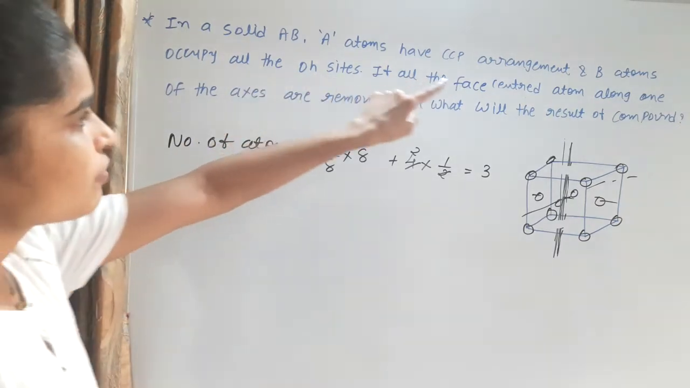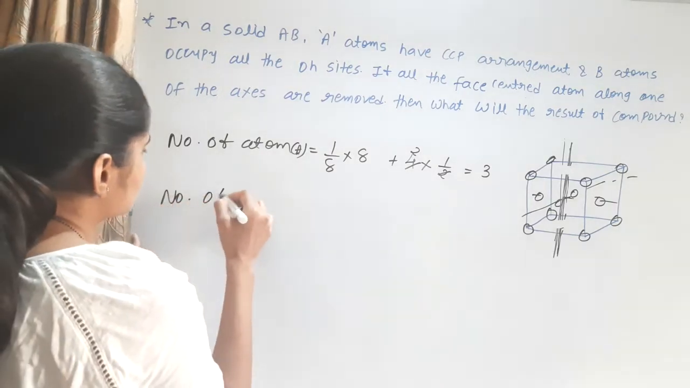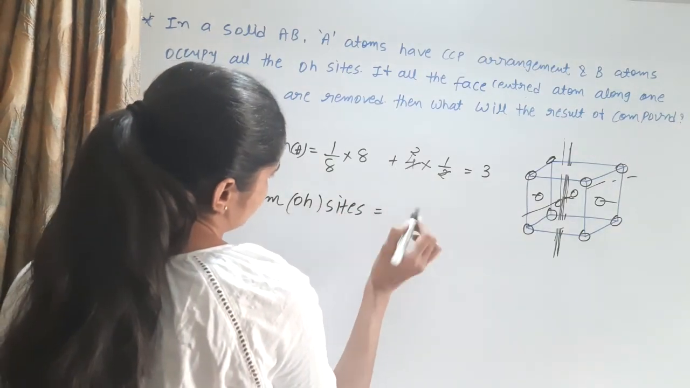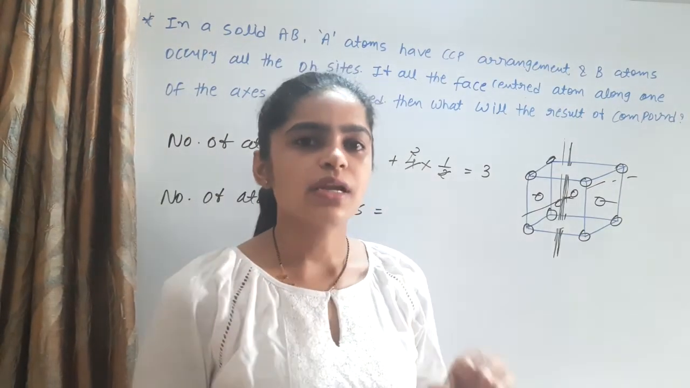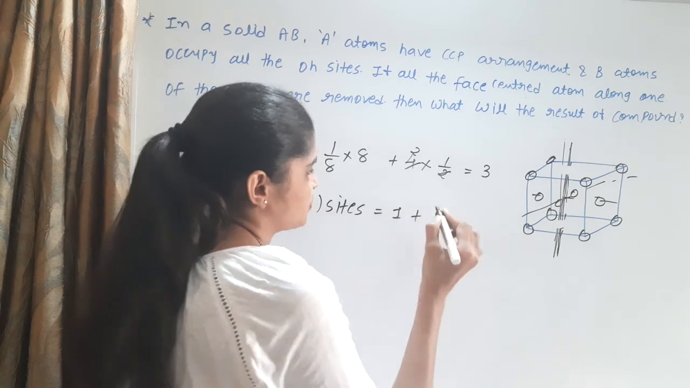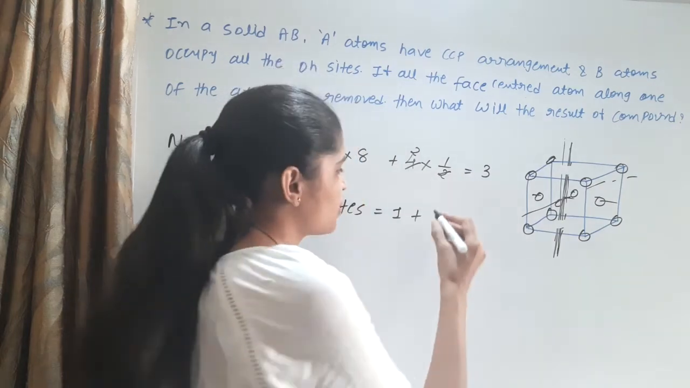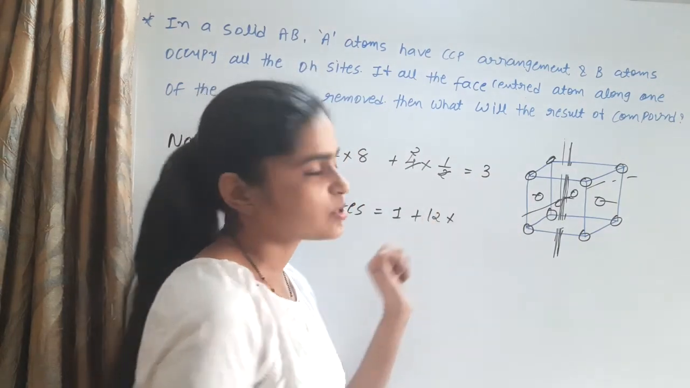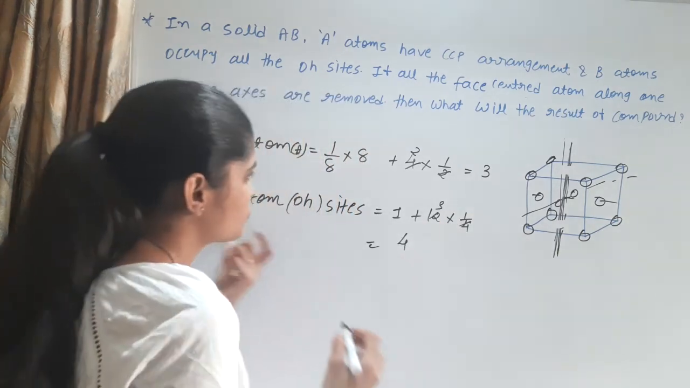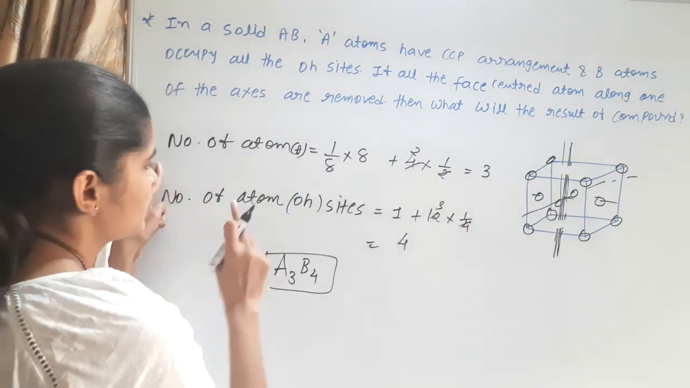Then second, find out the atoms occupying all the octahedral sites. On the octahedral sites in the unit cell, first, one octahedral void is present at the body center, so this is 1. And another octahedral void is present on the edges of the unit cell. In the unit cell, 12 are present and all contributions are 1 by 4, so this is a total of 3, giving 4 in all. So we can say that the formula is A3B4. A3 and B4.